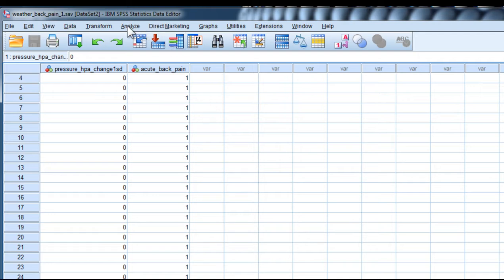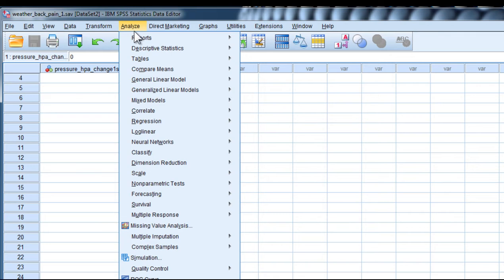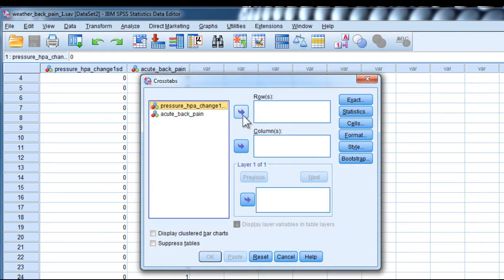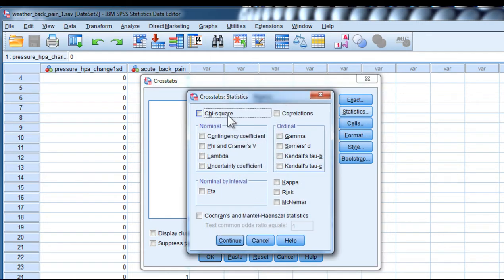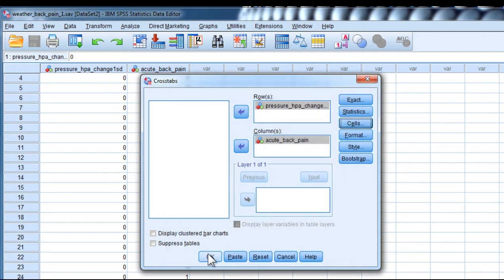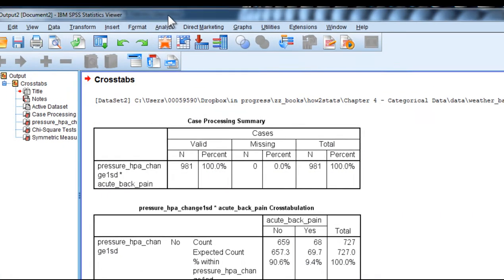We can test this hypothesis with a Pearson chi-square analysis. Click Analyze, Descriptive Statistics, Crosstabs, and put barometric pressure change of a standard deviation of 1 in the rows, and columns is whether the person experienced back pain that day. Click on Statistics, chi-square, and phi. Click Continue, and in Cells we want to see the expected counts and the percentages in the rows. Click Continue and click OK. And here are the results.